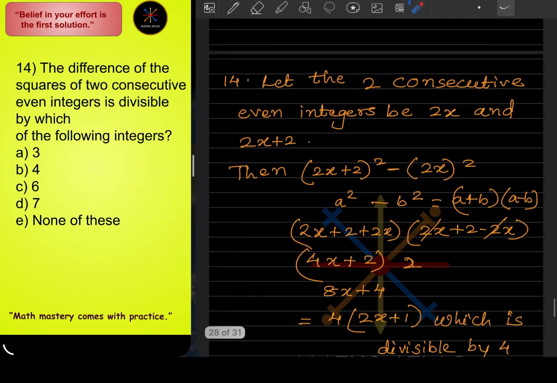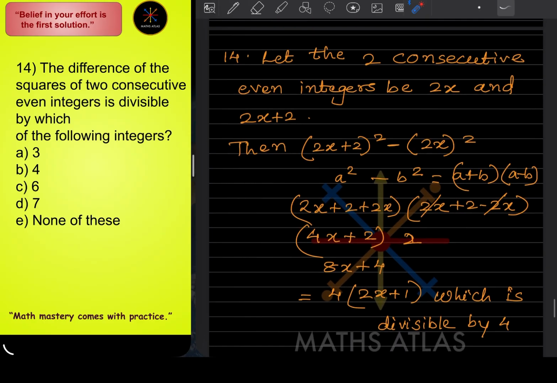So the next one: the difference of the squares of two consecutive even integers is divisible by which of the following integers? The options are given. So we'll just see that the two consecutive even integers be... So squares of two consecutive. So let us consider 2x and 2x plus 2.